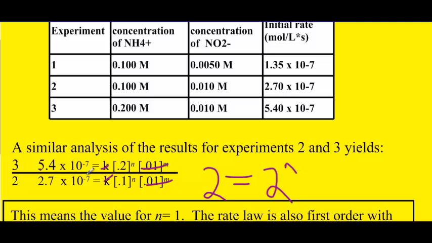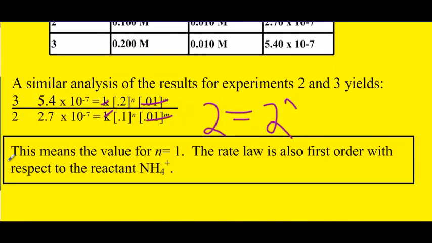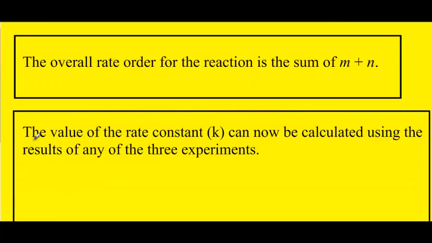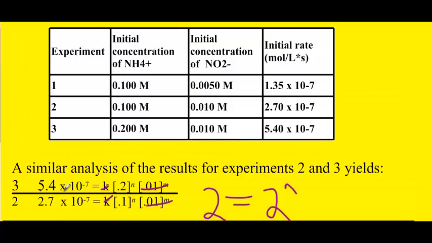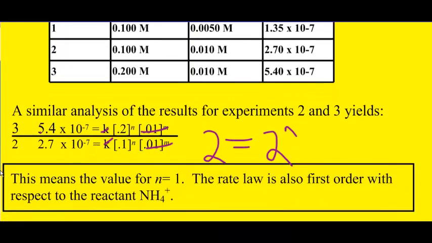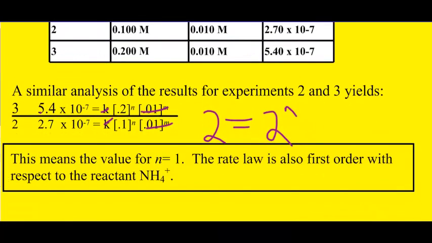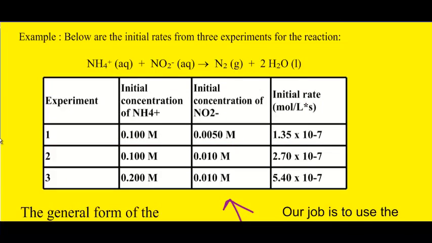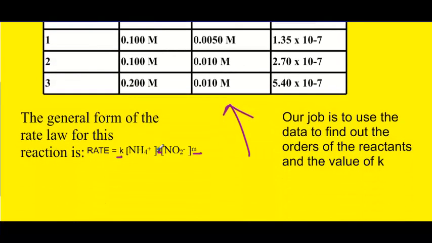So we're in the same situation. What can you raise 2 to give you 2? And you get 1. So we are also first order with respect to NH4. Which means our rate law now, we can substitute back in our rate law over here where we wrote the general form of the rate law. We now know that this is going to be a 1 and this is going to be a 1. Okay? So rate is equal to, this is what we now know.